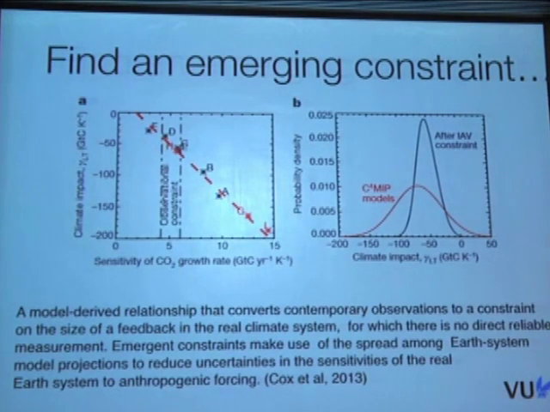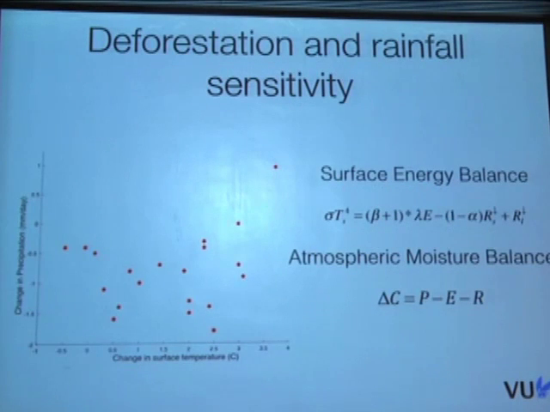A model-derived relationship that converts observations to a constraint on the size of a feedback. And emergent constraints use the Earth system models, but they also use the observations. So it's a mix between the two. So we try to do that now with precipitation. And what we look at is the following.